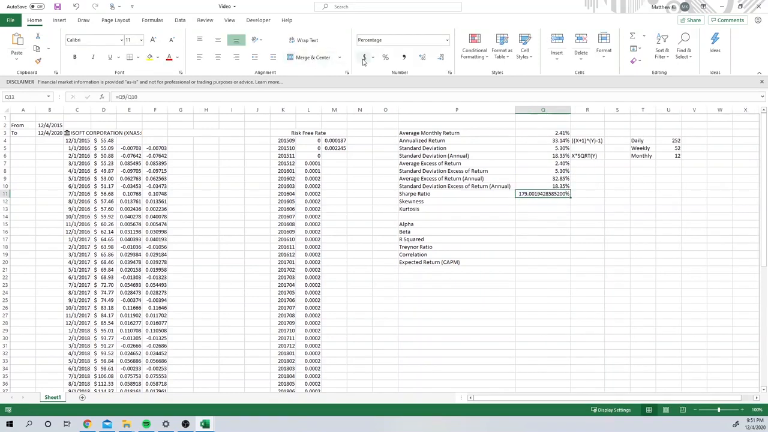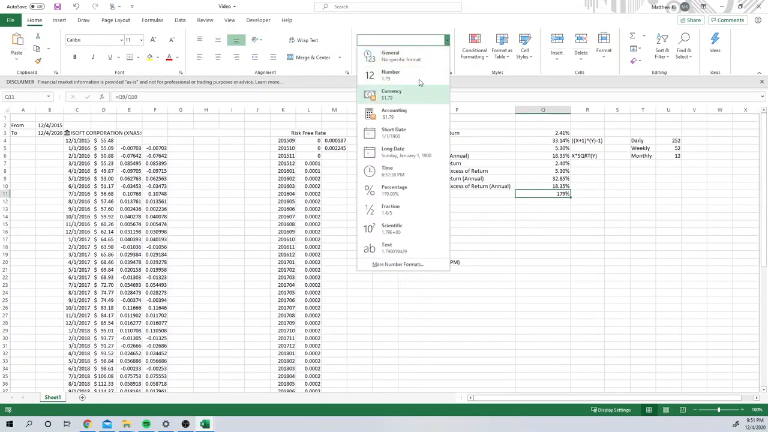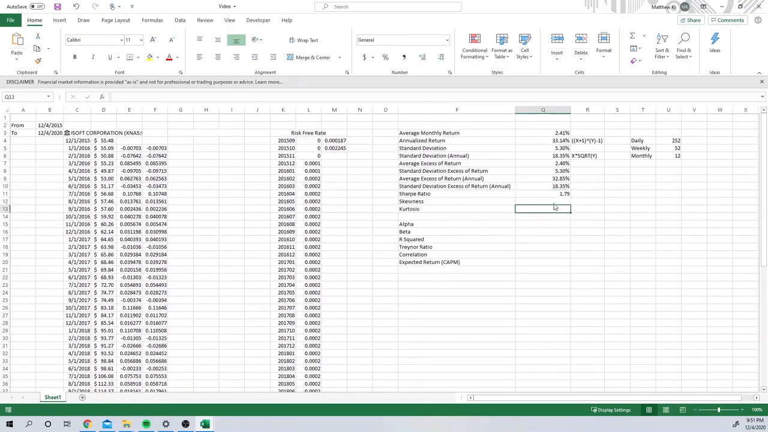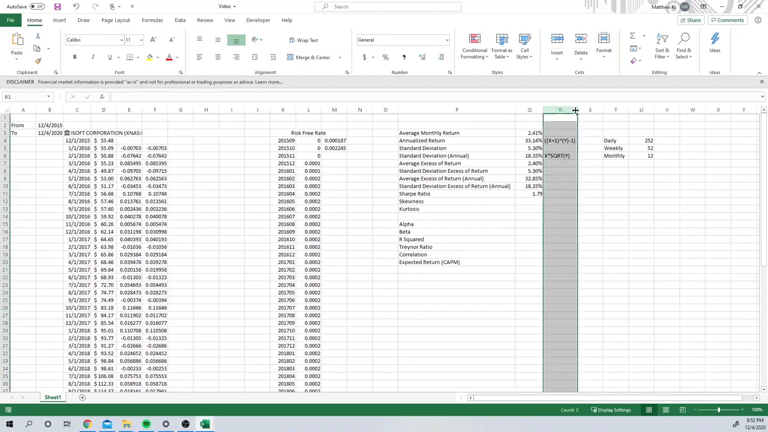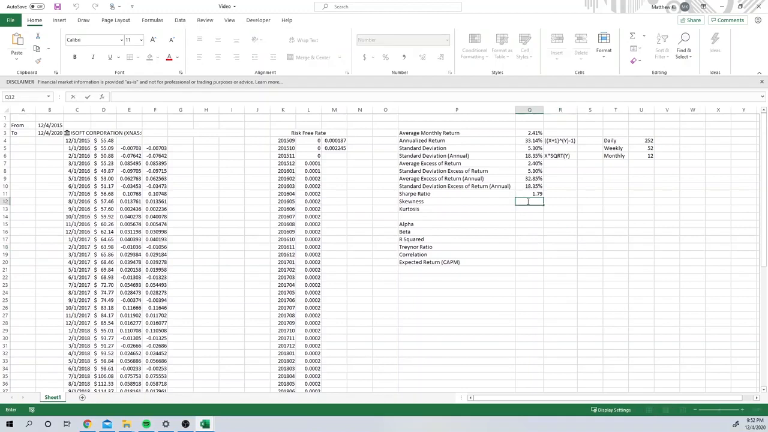Obviously, this is a huge number because it's in percent form. We do not want percents when we're talking about Sharpe. Let me just make sure all these are formatted as numbers. Okay. Now it's easy, right? We just had to do the hard part, and now we still have to do the market metrics down here, but now we can just calculate skew.